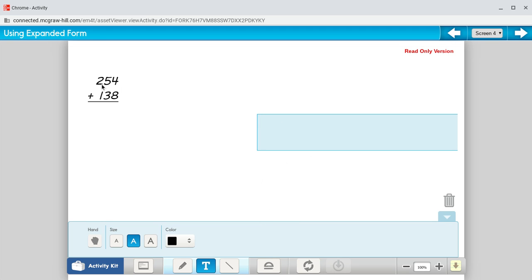So let's look at that 254. Remember, when we say the number, we're actually saying the expanded form. We're already breaking the number into its pieces. So do it with me.